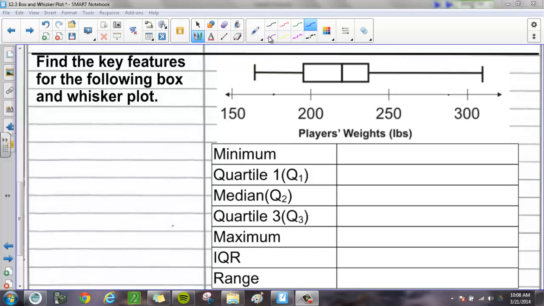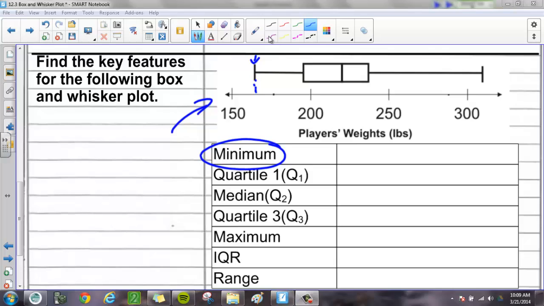Okay, so I got this box and whisker plot right here, and I want to identify the key features, the key parts of this box and whisker plot. So let's start by trying to identify what the minimum is. Well, the minimum, like we found above, is right here. Here's the minimum, and so we need to figure out what's that value.